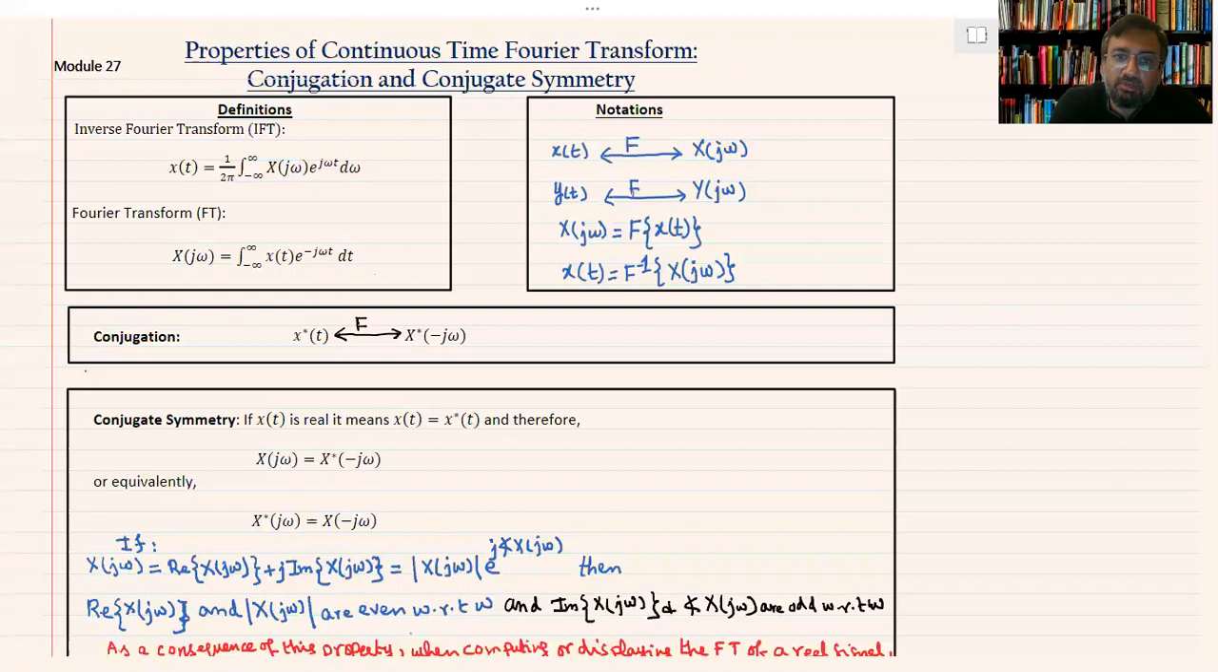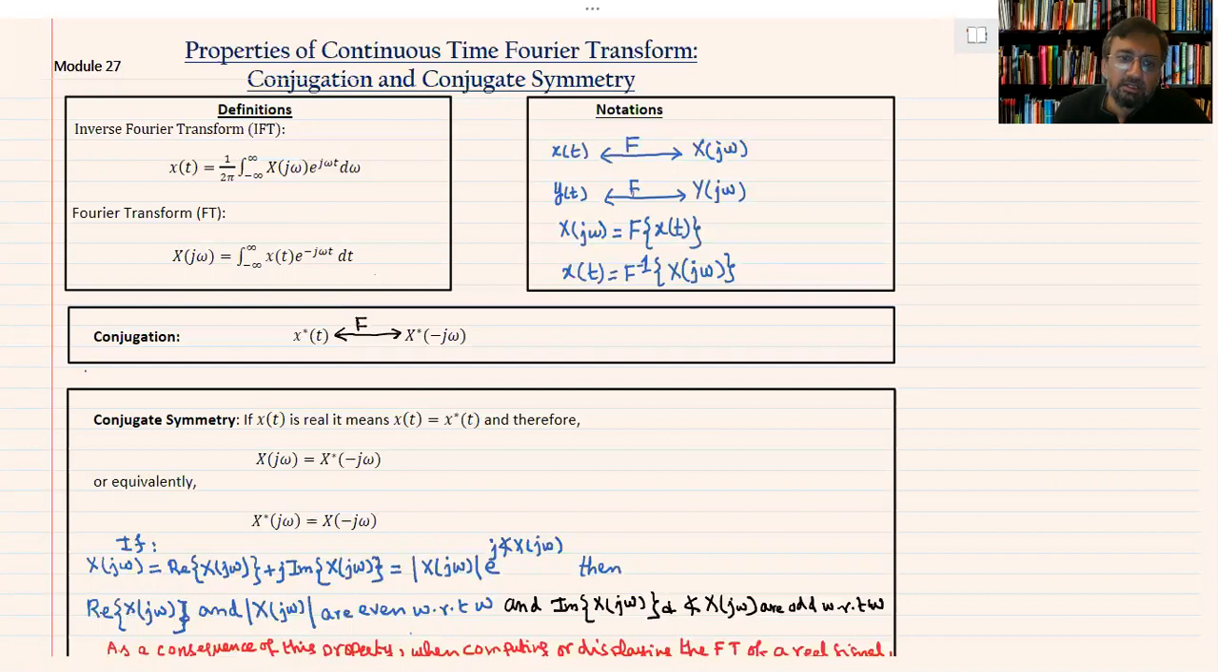series. Once again, we are not going to derive this property. In fact, the derivation is very simple and straightforward. It is given in the book. All we have to do is to write down the Fourier transform equation and then take the conjugate on both sides, followed by the replacement of omega with minus omega, and that's it. What we will do next is discuss some important consequences of this conjugation property.